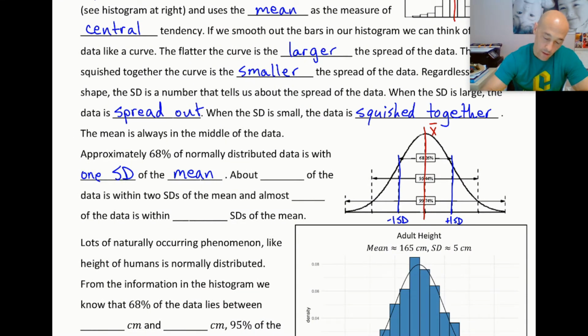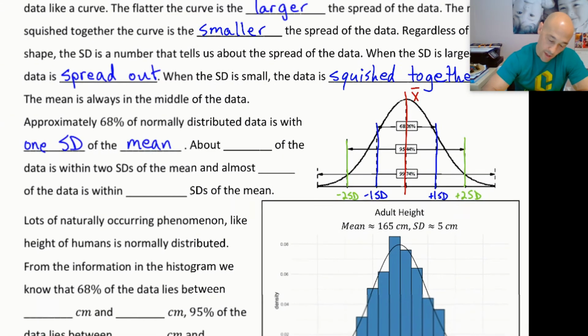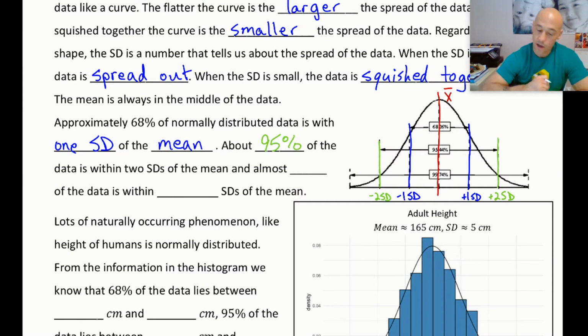About 95% of the data is within 2 standard deviations. Well, if we look right here, this is 2 standard deviations, and it's about 95%. So this is -2 standard deviations, that's 2 standard deviations below the mean. And here's 2 standard deviations above the mean. So about 95% of the data is within 2 standard deviations of the mean.